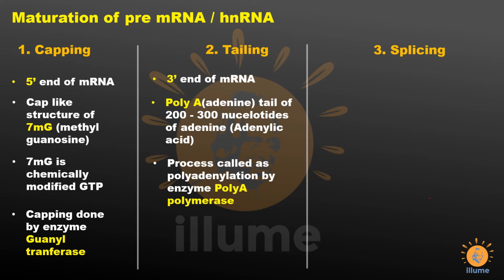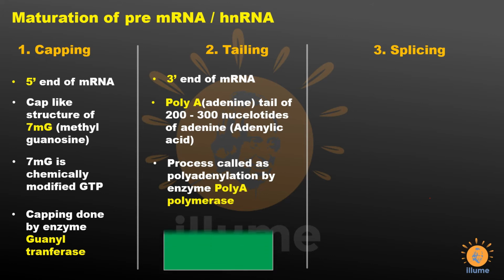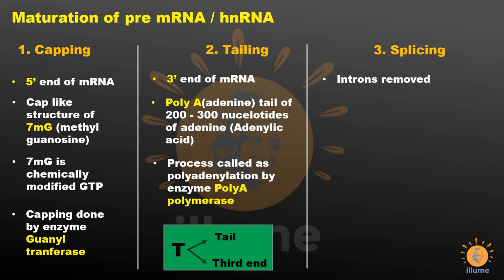Now many students get confused whether capping occurs at the 5' end or at the 3' end, and similarly in tailing. So I am giving you a very good trick to remember this. You just need to remember T for tailing and T for 3' end. T for tail and T for third end. So tailing occurs at the 3' end, and obviously capping would occur at the 5' end. Now if we talk about splicing, in splicing introns are removed and the exons are rejoined by RNA ligase.